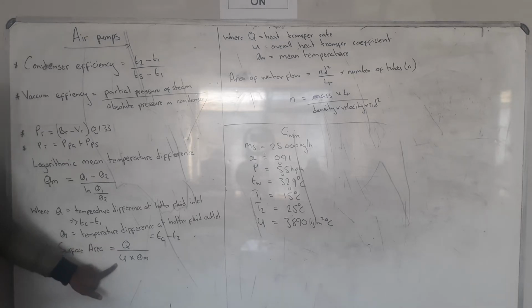I'm only given U. I don't have Q, which is the heat. I also don't have theta AM. So which means I have to calculate the heat. Which heat are we going to use? Remember, I said you have three formulas. You have the heat of the steam, the heat of the fuel, and also of the water.